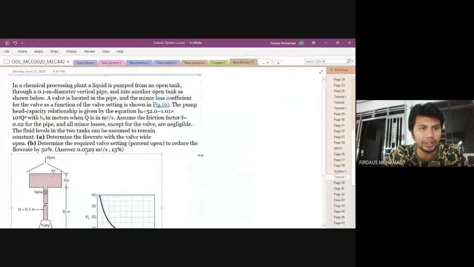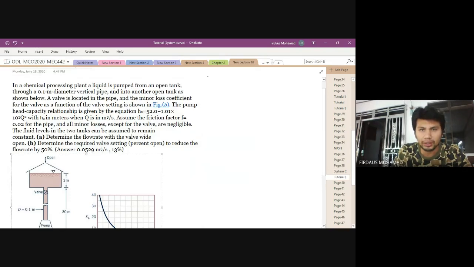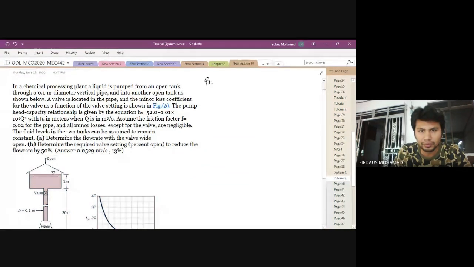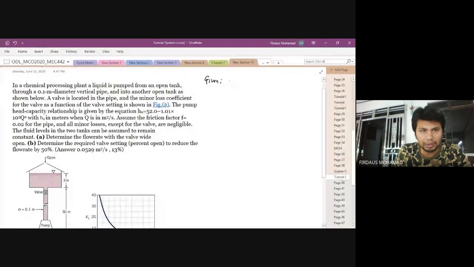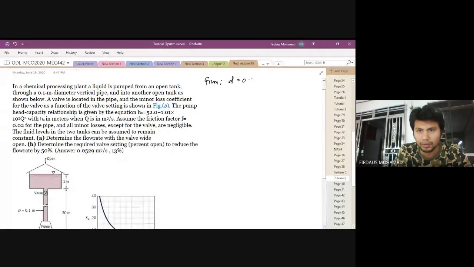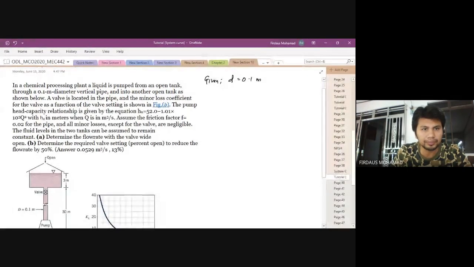Okay, so in a chemical processing plant, liquid is pumped from an open tank through a 0.1 meter diameter vertical pipe into another open tank as shown below.